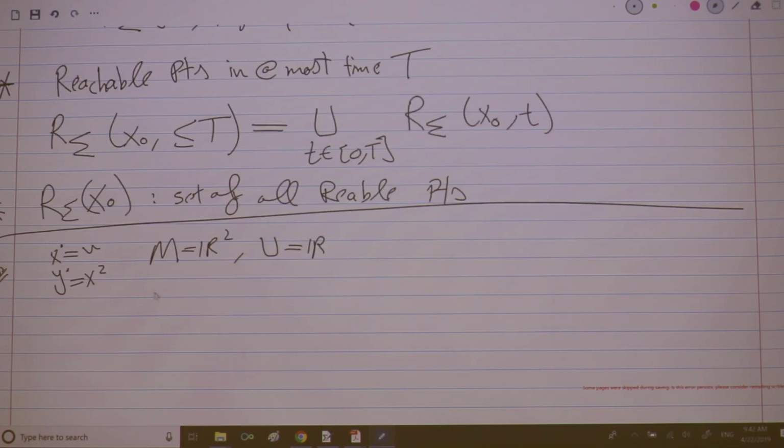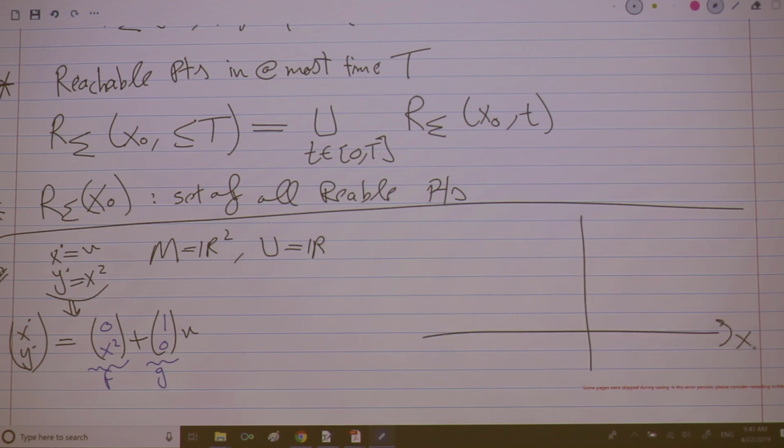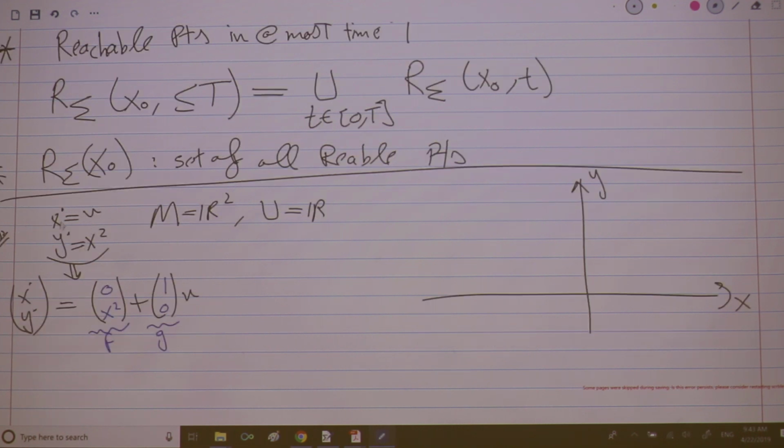And where are your vector fields? Well, we can write these as x dot, y dot equal something plus something times u, because I have just one control line. So this is 1 and 0. This is 0 and x squared. So this must be my f, this must be my g, and my large F, the collection of vector fields, is just the collection of f and g. So I live here in a two-dimensional space. This is X and this is Y. I have unbounded control, and my control affects X, and then X affects Y in return.